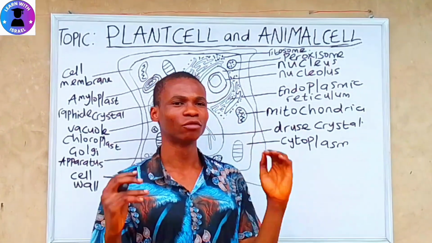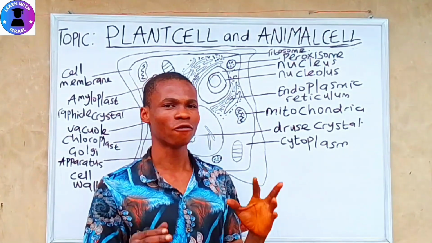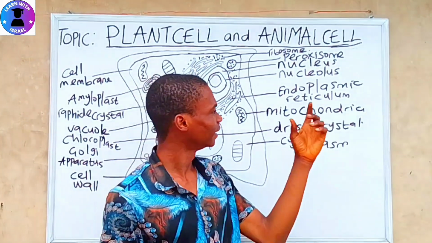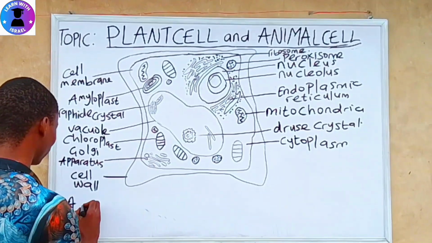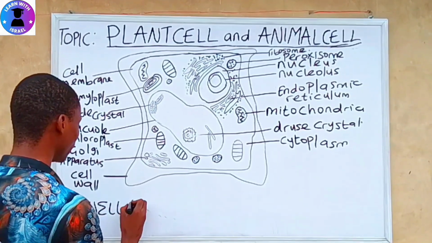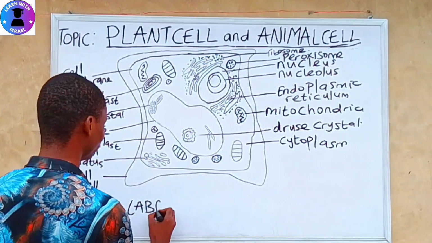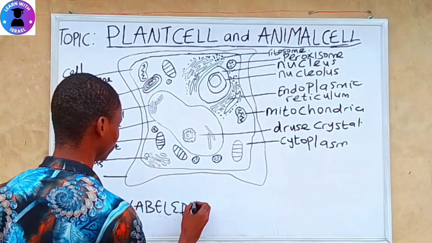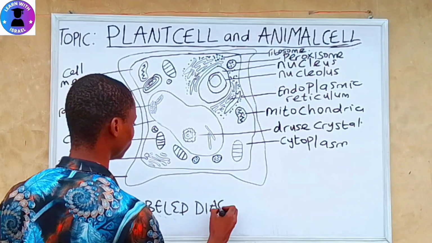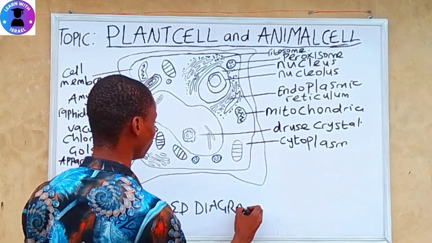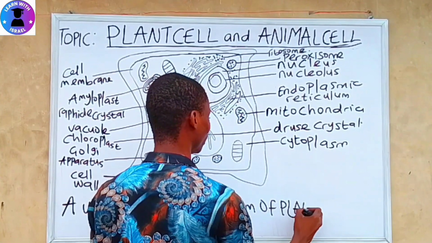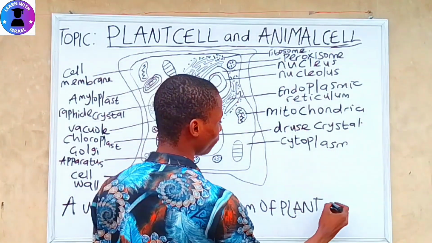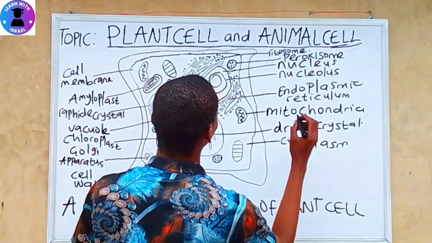So now let's move to the diagram of animal cell. But before we do that, let's name this diagram. So this is a well-labeled diagram of plant cell, as you can see, guys.